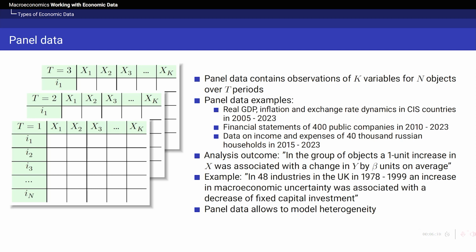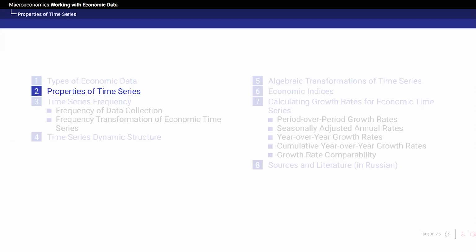Because when analyzing panels, we essentially average across a number of individuals, the impact of their unobserved individual characteristics is essentially factored out from the analysis. Panel data is also useful when studying heterogeneity, that is, the uneven response of individuals with different characteristics to the same economic shocks. In what follows, we will focus on economic time series and their properties, leaving the discussion of cross-sectional and panel data out of the scope of this lecture.